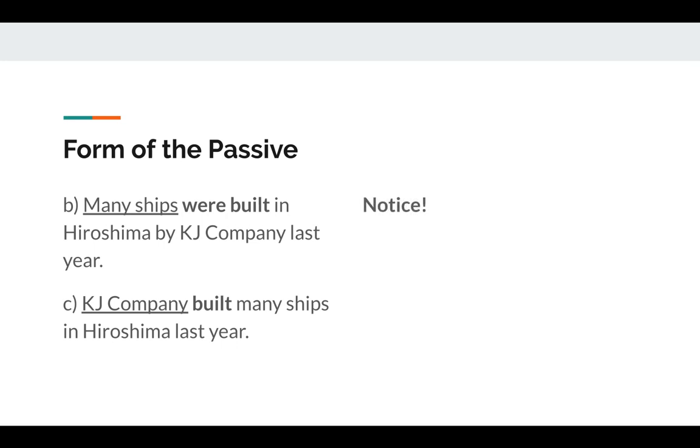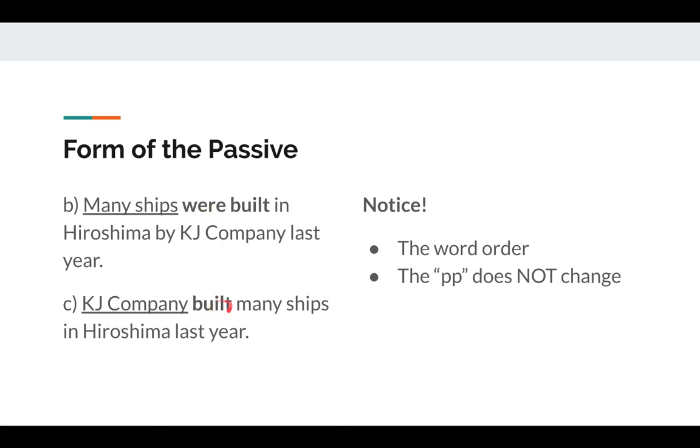Now, let's look at the form first. Please notice the word order is different, right? Here, the subject is many ships. In C, the subject is KJ Company. So the word order changes. When you have a passive sentence, this PP does not change. Remember that, okay? Only the be verb.